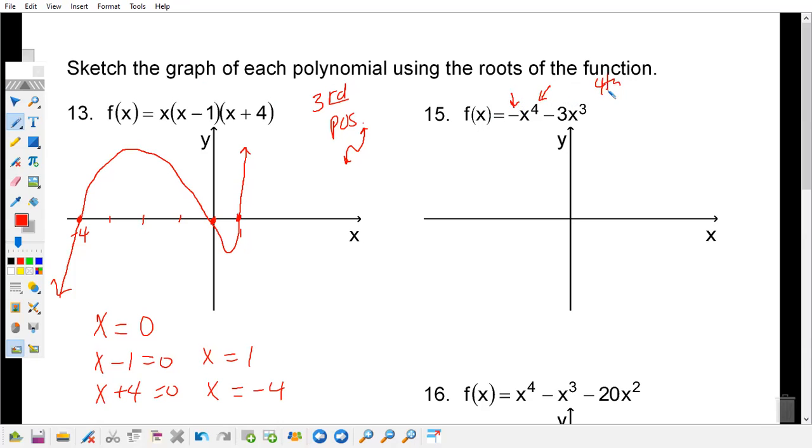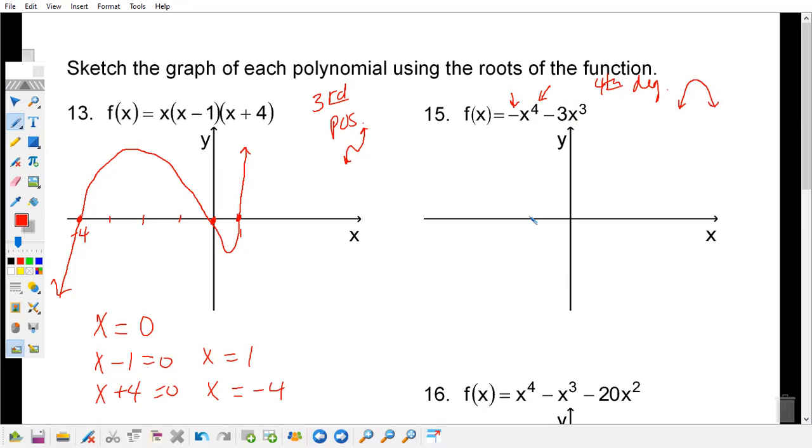So we have a 4th degree polynomial. With 4th degree polynomials, the end is how they also start. In this case, it's a negative. So if we're ending negative, we also have to start negative. Does that make sense? So if we end negative based on our leading coefficient, we also have to start negatively.